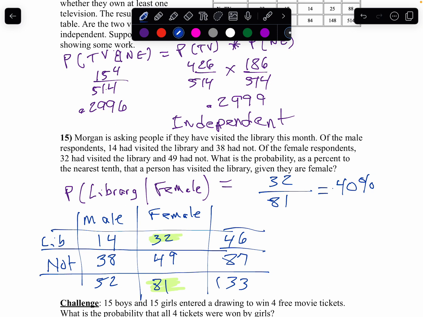Woohoo! We're done. Challenge you got to do on your own. I don't think I didn't assign the challenge. Well, maybe I did, depending who you are.